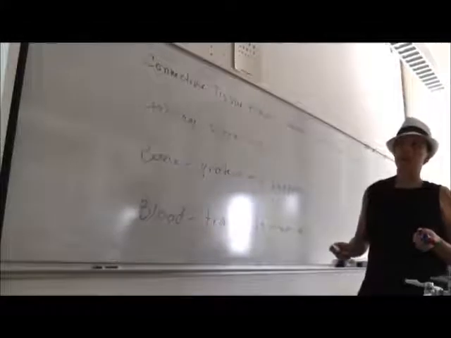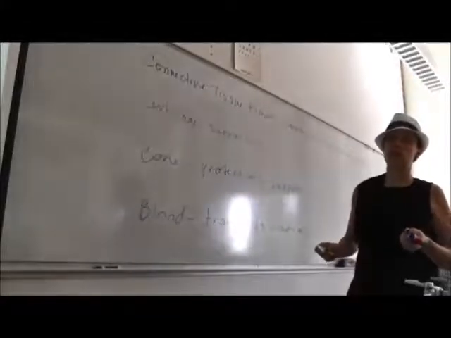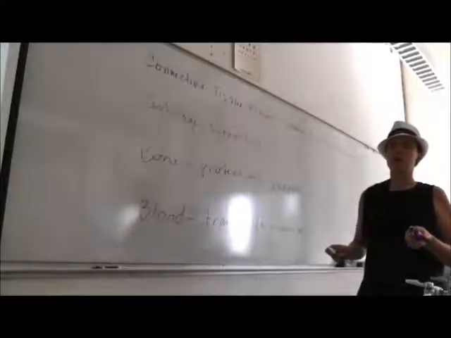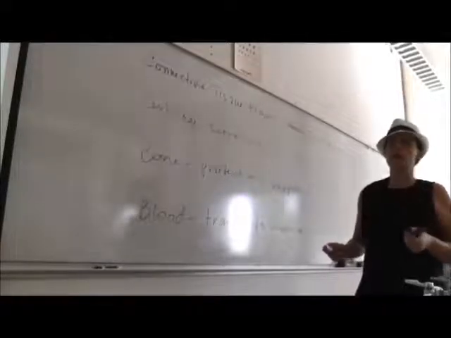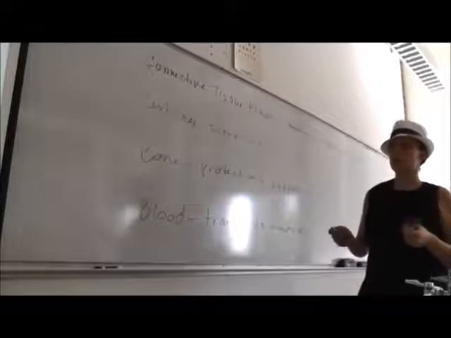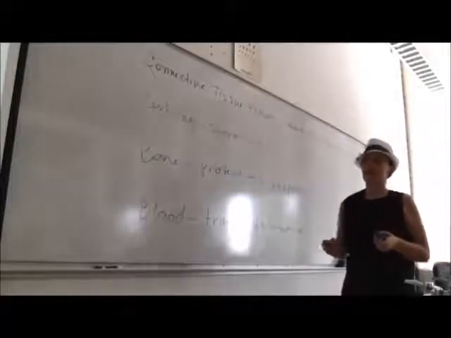As far as cartilage goes, this is an example of cartilage, hyaline cartilage. This is the most abundant cartilage in the body, and you find it like it makes up your nose, it attaches your ribs to your sternum, things like that.